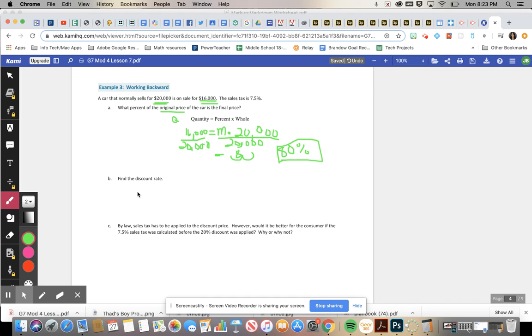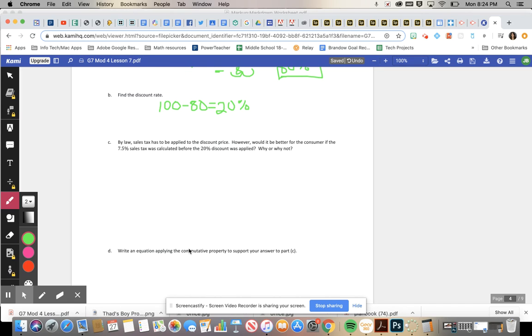B, find the discount rate. So our discount rate, if we know this is the percent of the original, we have our 100, which is our original, minus 80 equals 20%. That's our discount rate. It doesn't say discount amount, it says discount rate. If it was the discount amount, it would be 20,000 minus 16,000, which would be 4,000. But instead, this says the rate.